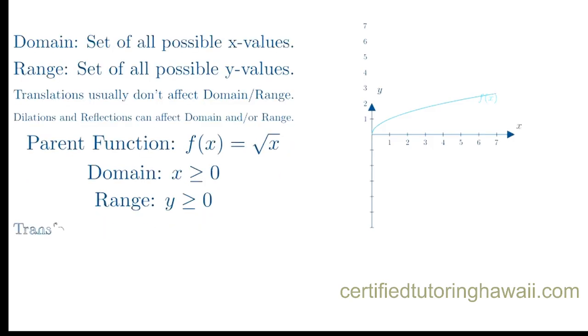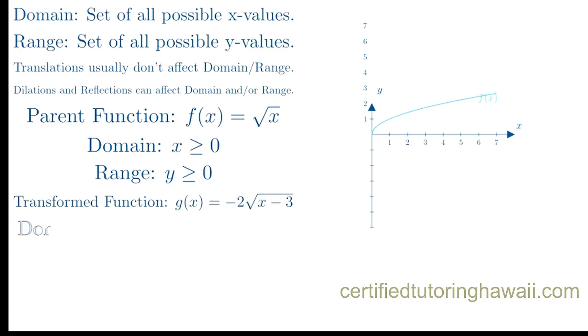Now let's transform it to g of x equals negative 2 times the square root of x minus 3. First, let's find the new domain. Inside the square root, we have x minus 3. So, we must have x minus 3 greater than or equal to 0. Solving for x, we get x is greater than or equal to 3. This horizontal shift changed the domain. The new domain is x greater than or equal to 3. The graph starts at x equals 3.